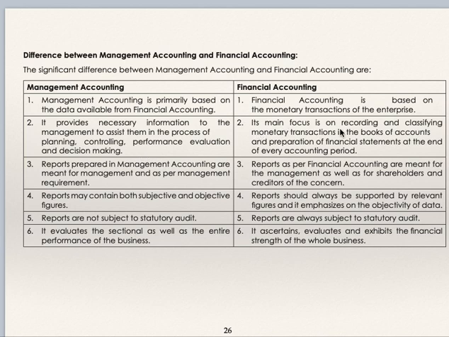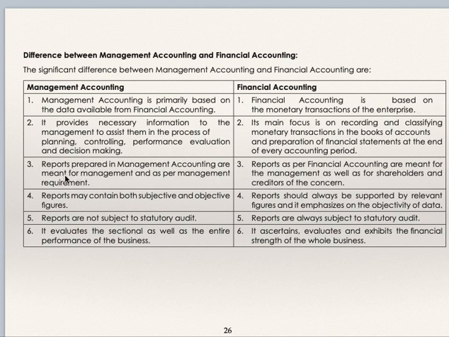Financial accounting's main focus is on recording and classifying monetary transactions in the books of accounts and preparing financial statements at the end of the accounting period. So, in short, management accounting provides information to managers for discharging various managerial functions, whereas financial accounting's main focus is the preparation of financial statements.